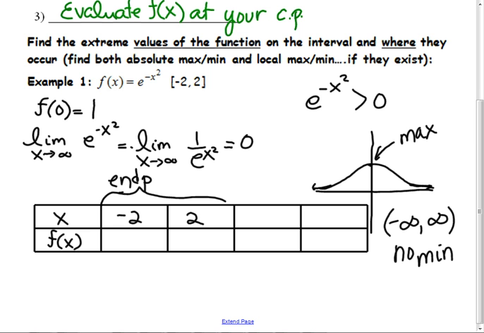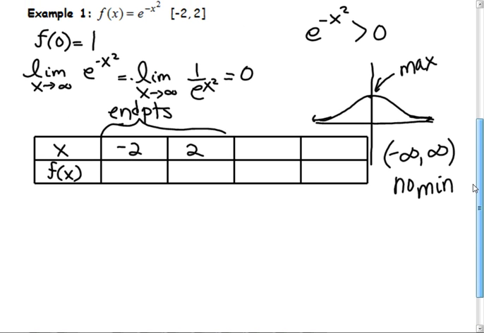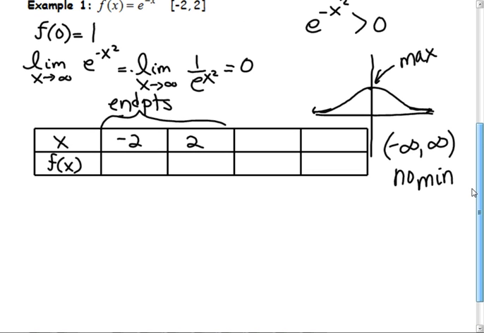Chart does not work if it's an open interval, unless you know something doesn't turn around. You know what the graph looks like, then it might be helpful, but generally it just doesn't work. Okay, now what else do we have to do? We have to find where the derivative is 0 or where it doesn't exist.